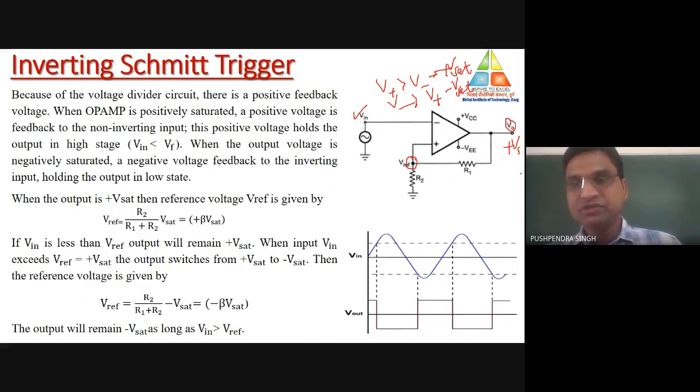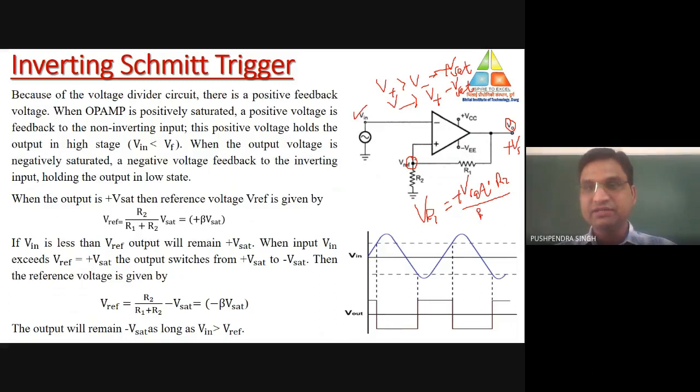So here, let's suppose due to some noise signal, the output voltage is at positive saturation. When the output is at positive saturation, what will this V reference be? Let that V reference be denoted as VR1. So VR1 will be equal to plus V sat. Apply the potential divider rule here: plus V sat multiplied by the opposite side resistance, which is R2, divided by the total resistance in that path, which is R1 and R2. So VR1 is equal to plus V sat into R2 divided by R1 plus R2.